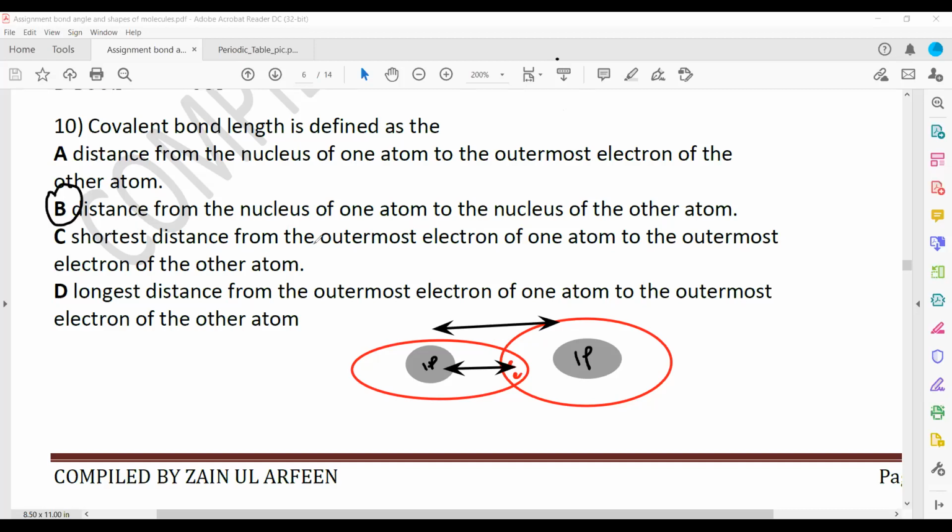About C, the shortest distance from the outermost electron of one atom to the outermost electron of the other. That means the distance between the two electrons, and that's not the longest distance. These electrons can be far apart from each other, but that is also not the bond length. The covalent bond length is the distance from one nucleus to another.